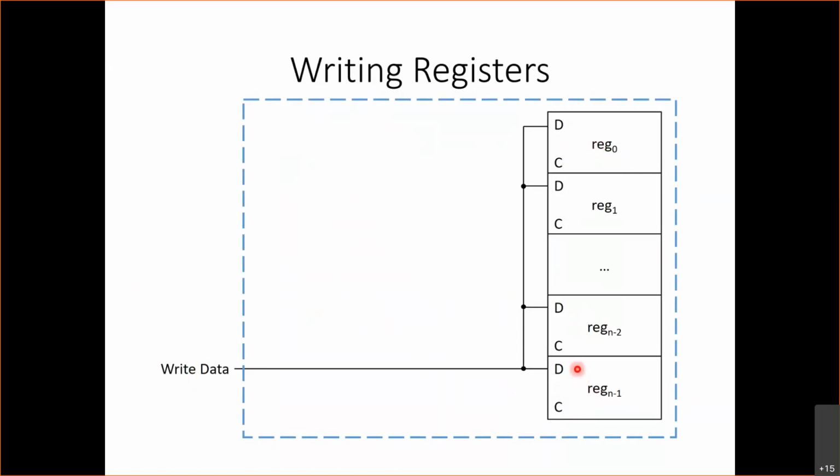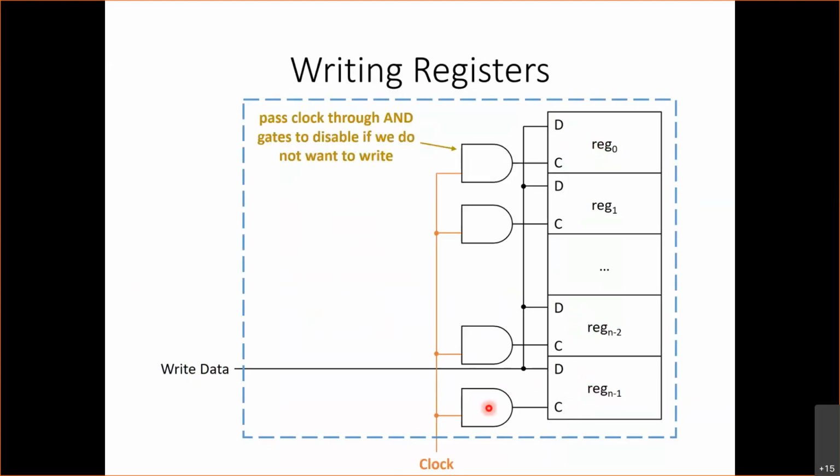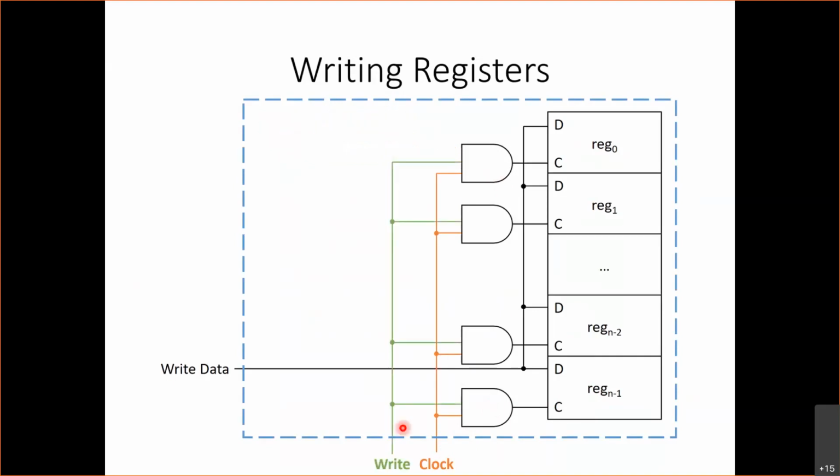Okay, but we're going to pass the clock through an AND gate. Okay, and I'll show you why an AND gate. But essentially, we don't want to pass the clock directly to all these registers, because what that's going to do is make all these registers get updated to the new write data. But I only want to update one of the registers. So I'm going to pass the clock through an AND gate, okay? And I'm also going to pass the write signal to an AND gate.